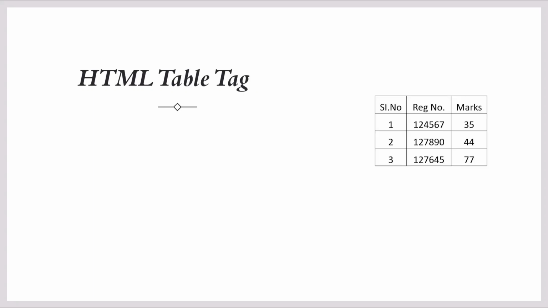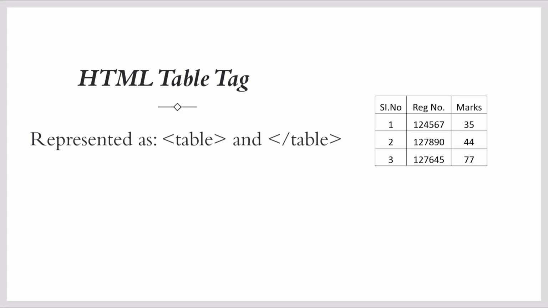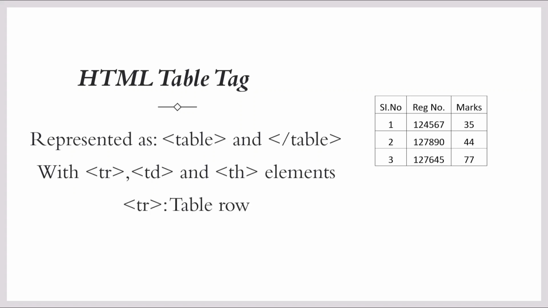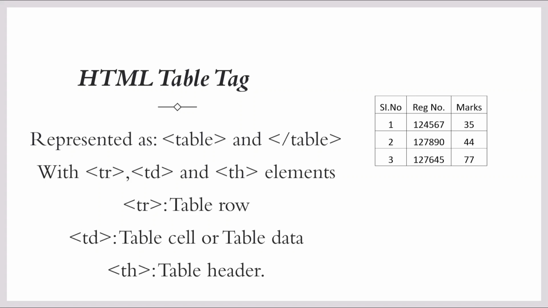The table tag in HTML is used to create tables to display the data in rows and columns. An HTML table consists of one table element and one or more tr, th, and td elements, where the tr element defines a table row, the th element defines a table header, and the td element defines a table cell or table data.